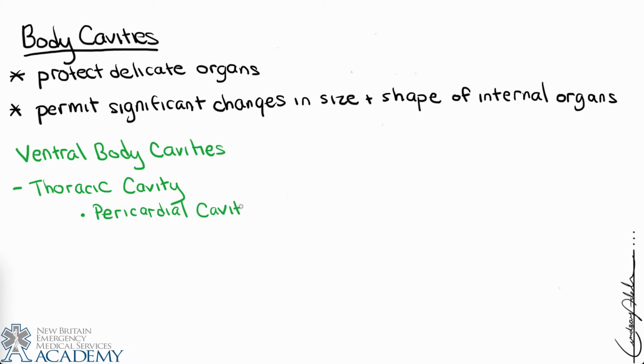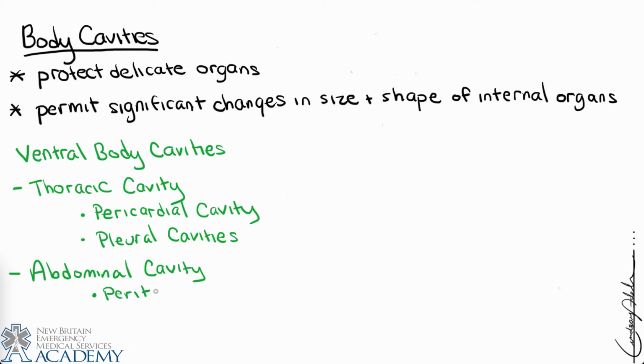The ventral body cavities are the thoracic cavity, the abdominal cavity, and the pelvic cavity. And some books or some resources will combine the abdominal cavity and the pelvic cavity and just call it the abdominal pelvic cavity, and that's not wrong either. We're going to talk about them independently for now, but there'll be some useful times to consider them as a combined whole. And further breakdown of the thoracic cavity includes the pericardial cavity and pleural cavities. Further breakdown of the abdominal cavity includes the peritoneal cavity. So we're going to talk more about those shortly.